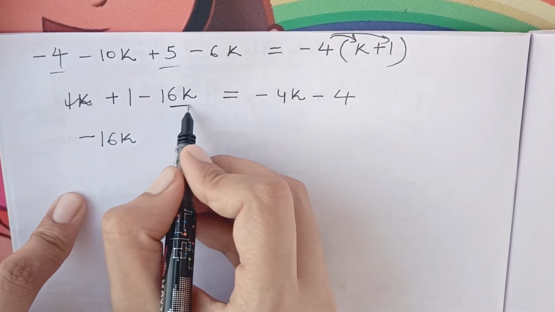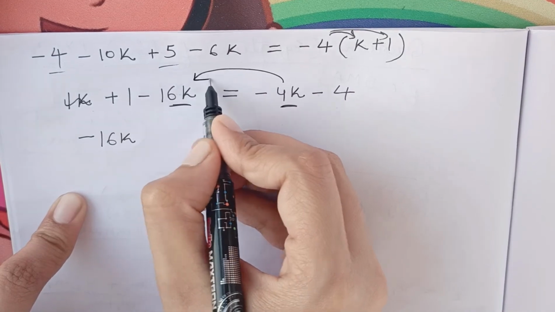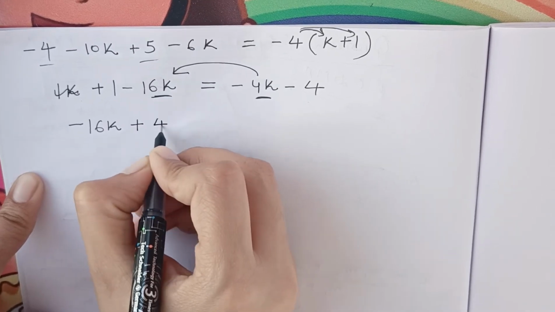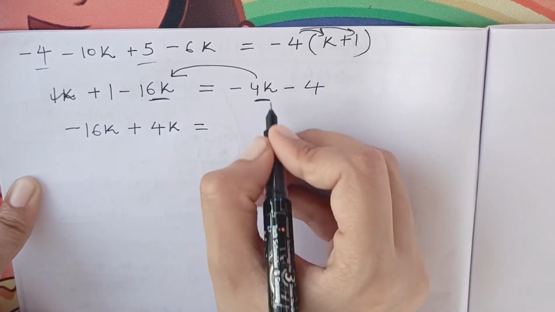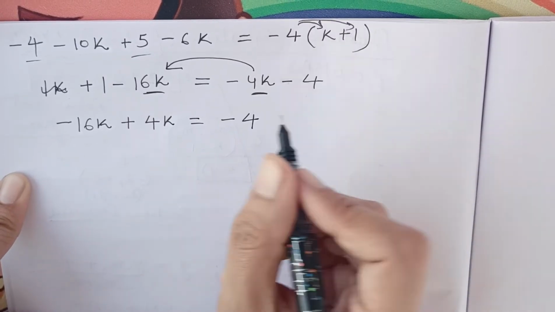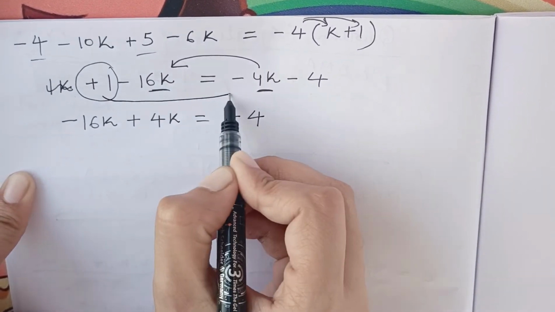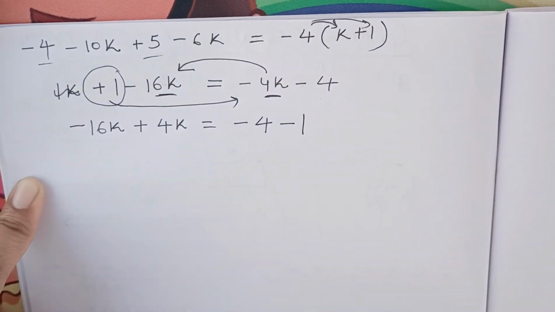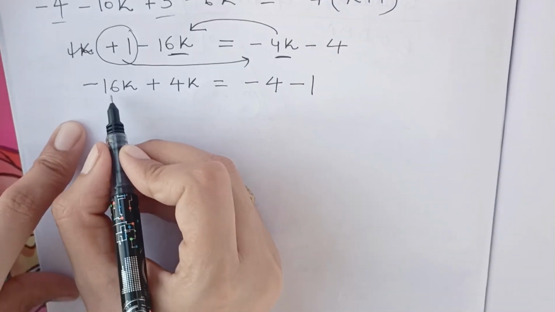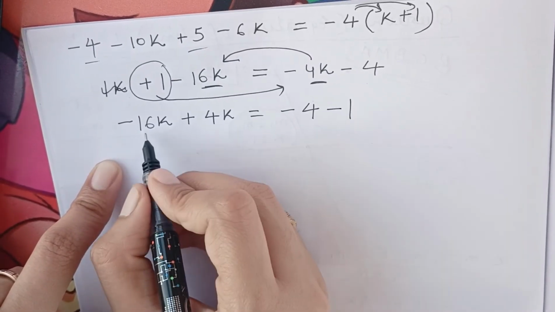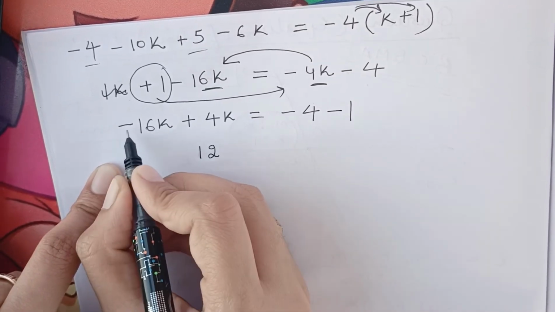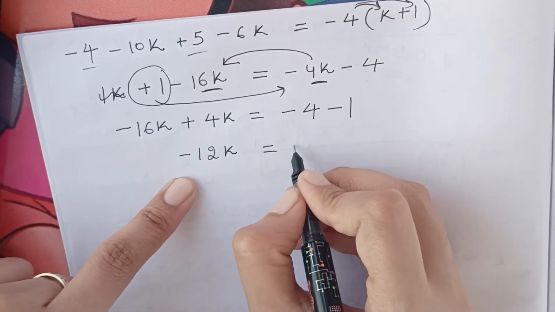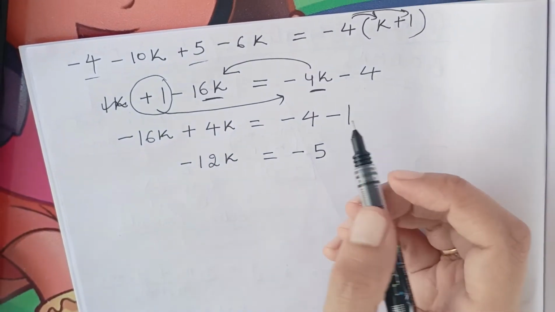Now again we will shift like terms, so minus 16k. See, k and k are like terms, so I'll shift this minus 4k also to this side. When I'm shifting this minus 4k to this side, it will become plus 4k. So here I am left with only minus 4, which I'll write as it is, and from here plus 1 I am shifting now to this side. Plus 1, when I'm shifting to the other side, will change to minus 1. Now here we can see plus and minus is minus, so 16 minus 4 is 12, but the sign of the greater number is the negative sign, so minus 12k. Minus minus plus with a minus sign gives the answer, so minus 5.